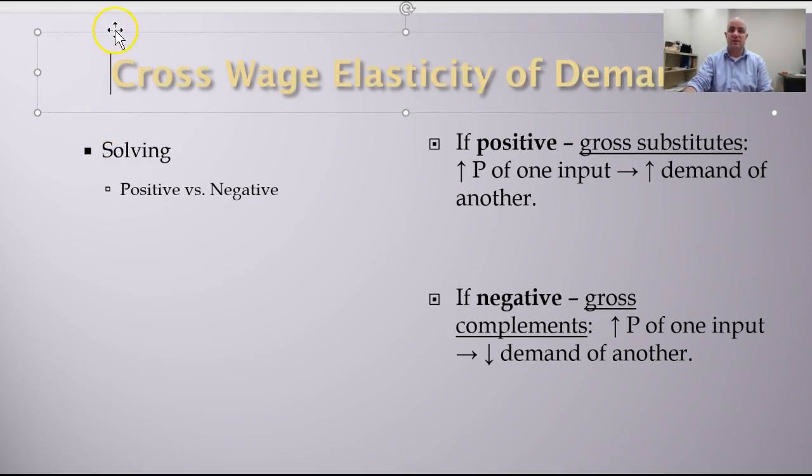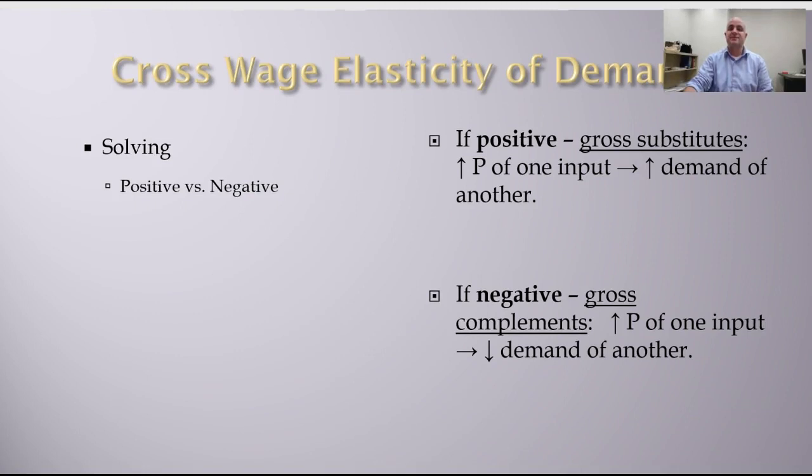So when you look at the cross-wage elasticity of demand, the sign matters. Just because they are substitutes in production doesn't mean that overall, if you increase the wage of one, the demand of the other is going to go up or down. For example, if it's positive, that means that if you increase the price of one input, the employment demand of the other is going to go up. These are called gross substitutes. I'll explain more on that in a second.